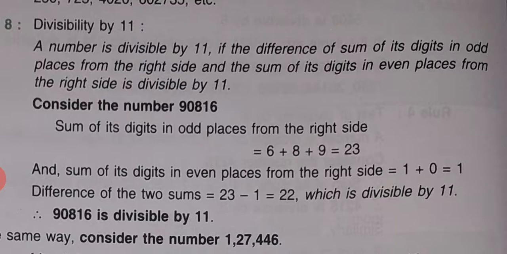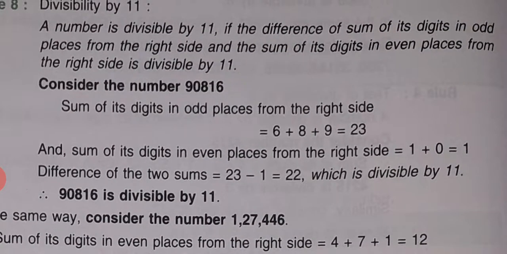So what we have to do? We have to first find the sum of the digits in odd places, that means first 6 in ones place, then the third place here is 8, and then the fifth place here it is 9. So 6 plus 8 plus 9 is 23, and the even places, in the second place there is 1, and in the fourth place there is 0. So 1 plus 0 is equal to 1. Next we have to find the difference of the sums, and the difference is 22, and it is divisible by 11. So the whole number is divisible by 11.